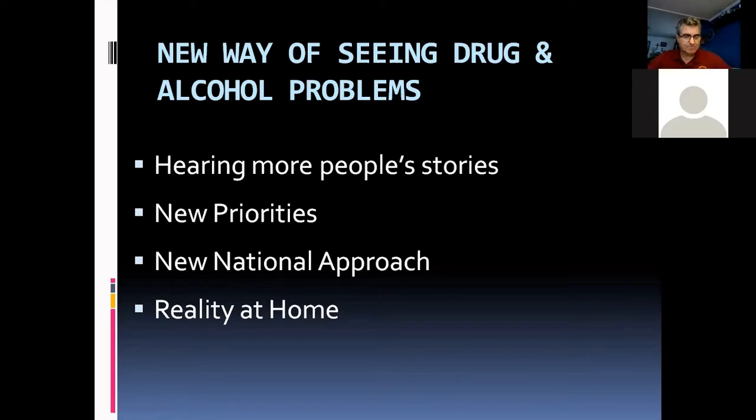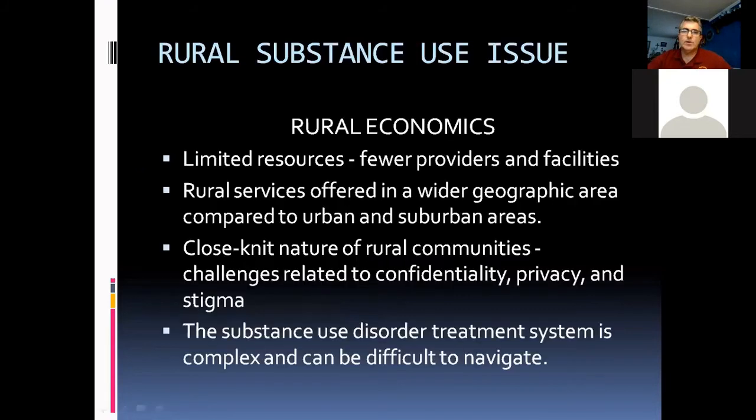So in terms of economics, we must further understand the rural economics of substance use problems. We know that our rural communities find services that are limited, but also in a wider geographic area compared to the urban and suburban areas. The close-knit nature of rural communities brings challenges related to the confidentiality, the privacy, and the stigmatizing of substance use. And then the substance use disorder treatment system is very complex, and it can be difficult to navigate, especially in rural communities.